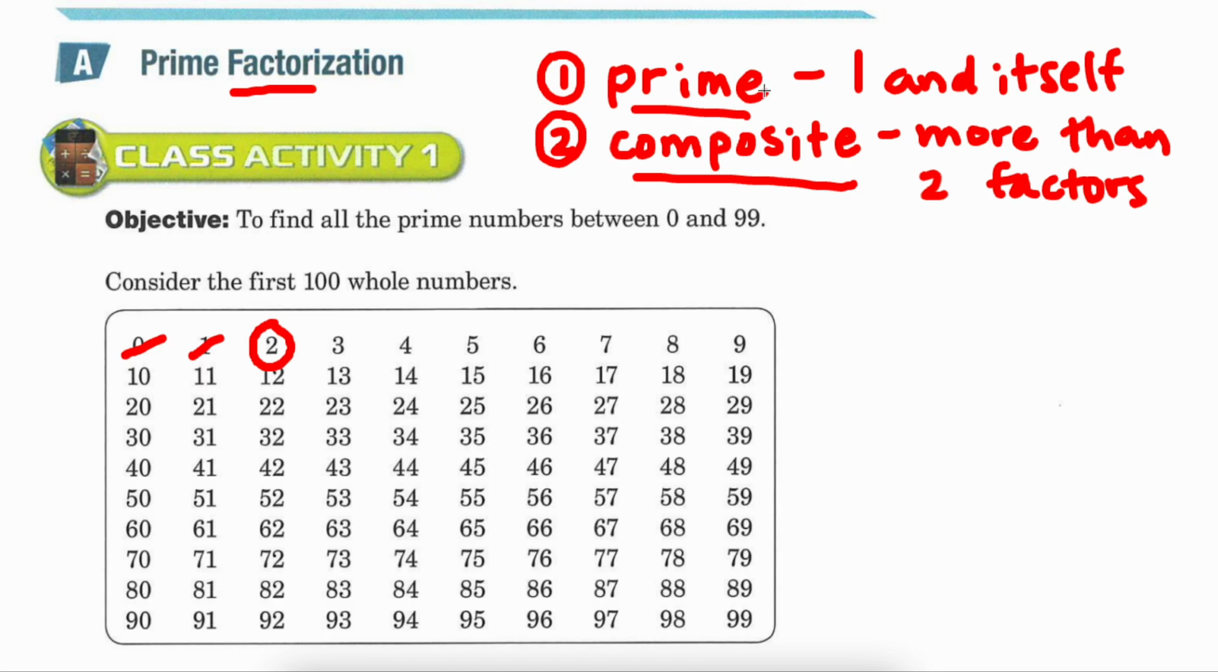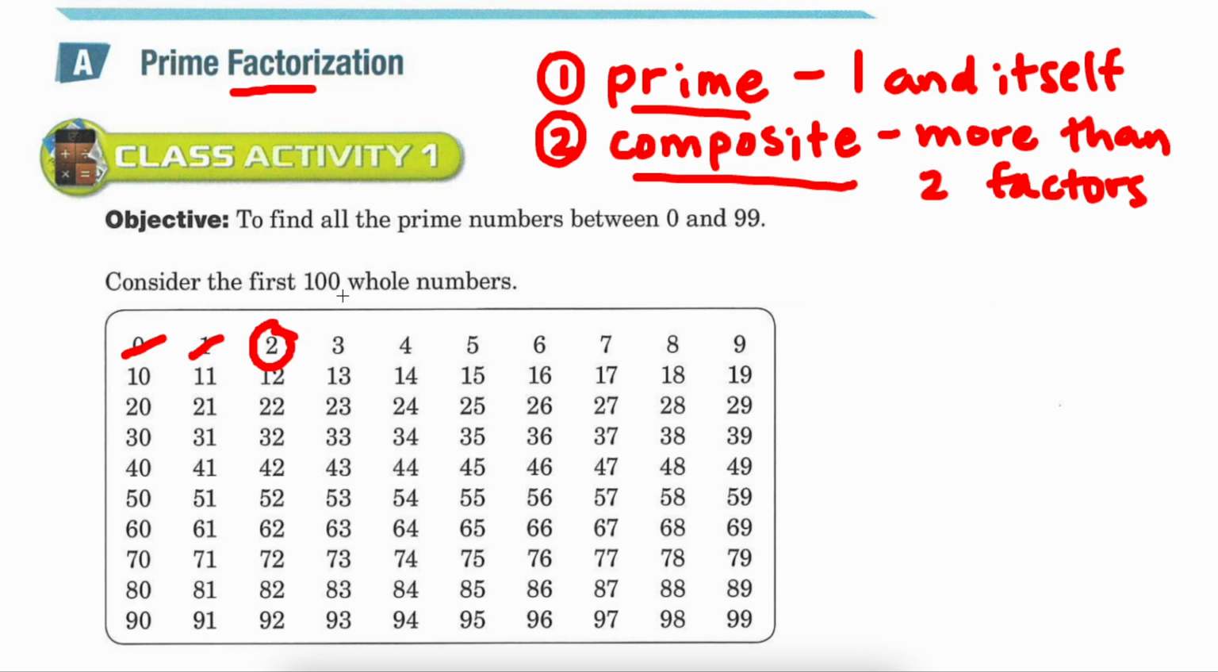Prime numbers are only made up of the numbers 1 and itself as its factors. And composite numbers have more than 2 factors. So let's take a look at the first 100 whole numbers as an example. I'm going to cross out 0 and 1 because they are special numbers. Then I'm going to circle 2.